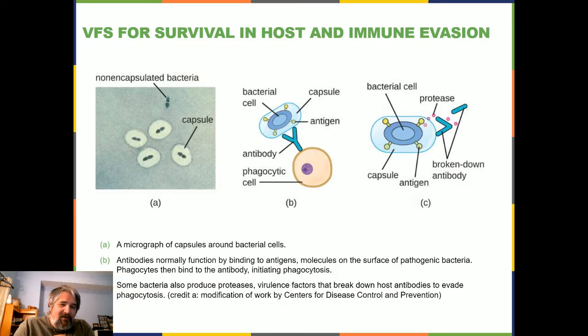Okay, so virulence factors for survival in host and immune evasion. Some examples of this. So there is a capsule involved here. The antibody, if it can bind to the bacterial cell, recruiting a phagocytic cell. So that's the normal function, right? You're binding to the pathogen mediated by the antibody. But some bacteria produce proteases that are able to destroy the antibodies. And then the capsule itself can prevent the antibody from recognizing that there's a pathogen here.